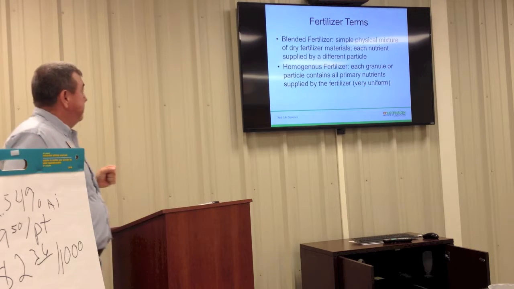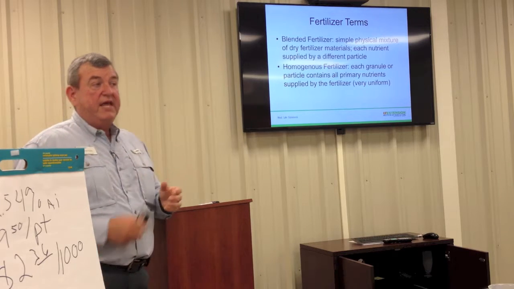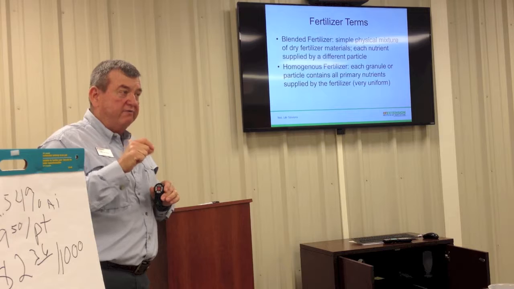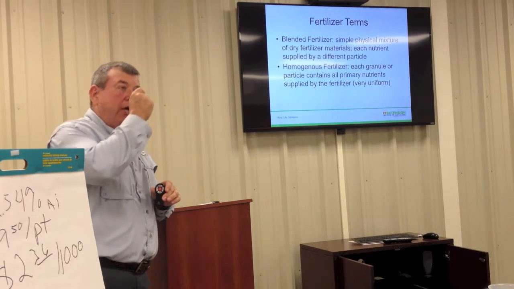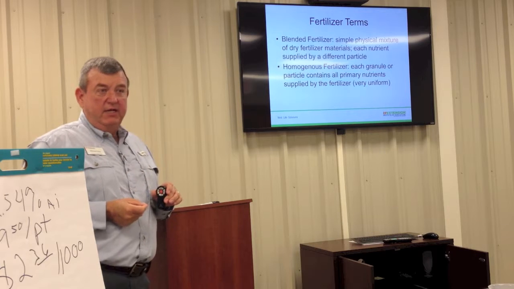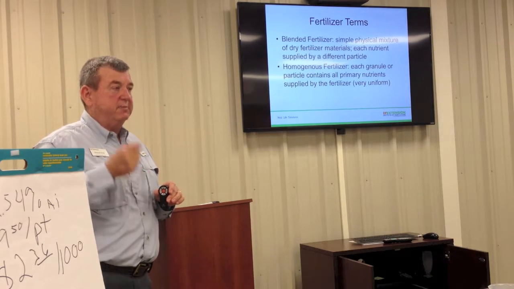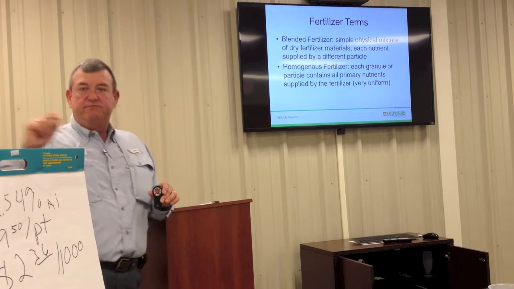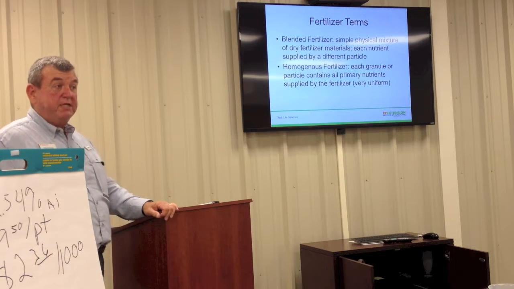Now, something that does away with that issue entirely is using a homogeneous fertilizer. That is a fertilizer with every particle, every pellet, a prill, however it's formed, has each one of the nutrients included in it. If it's a complete fertilizer, that means every one of those got some N, some P, and some K in it. It doesn't have nitrogen particles, phosphorus particles, or potassium particles. They're all included in one. Those tend to be more expensive.